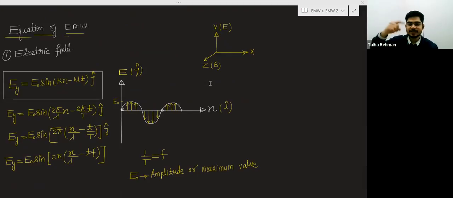So basically, we are considering the electric field is oscillating along the y-axis, the magnetic field is oscillating along the z-axis, and the wave propagation is along the x-axis.